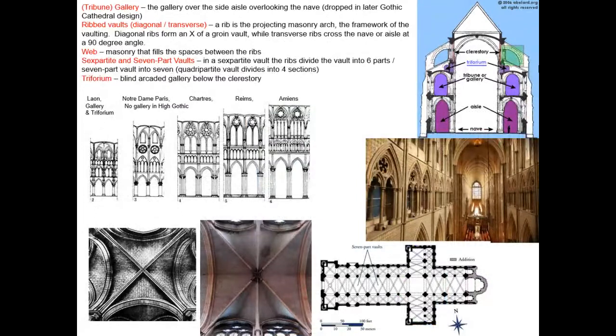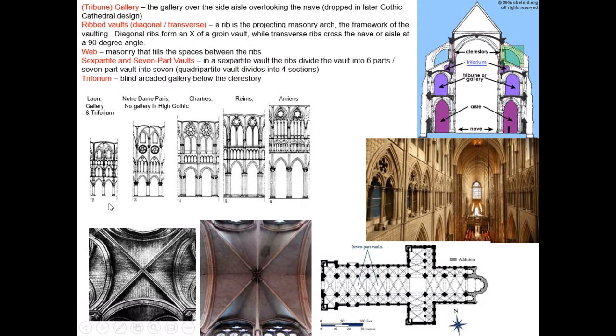The webbing, again, is the stonework, the masonry in between the ribbing. On occasion, you will see 7-part vaulting. We saw that in England in Durham Cathedral. And then I just wanted to give you a visual guide. Taller and taller and taller and taller.